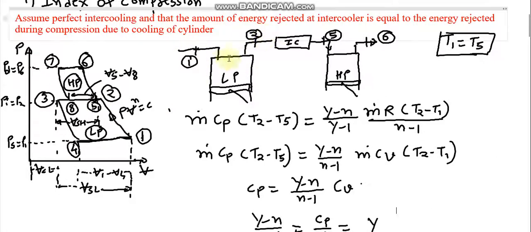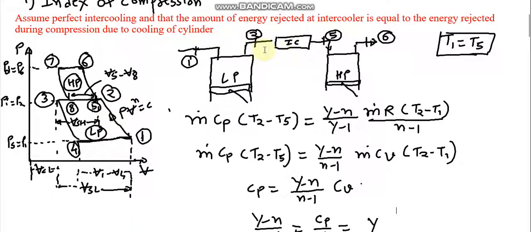This is 1 to 2, compression in the LP compressor. Then 2 to 5 is the intercooler, and 5 to 6 is compression in the HP cylinder. Now we first have to find the index of compression. For that, it is given that the amount of energy rejected at the intercooler is equal to the energy rejected during compression due to cooling of the cylinder, that is, the energy rejected during the 1 to 2 process.